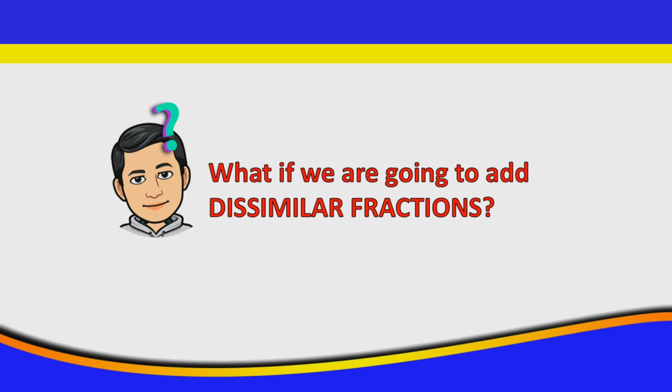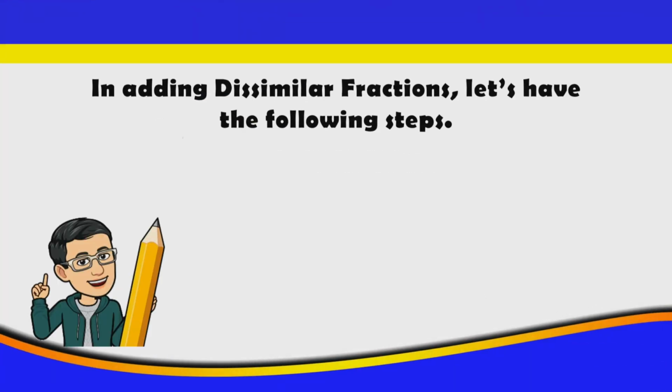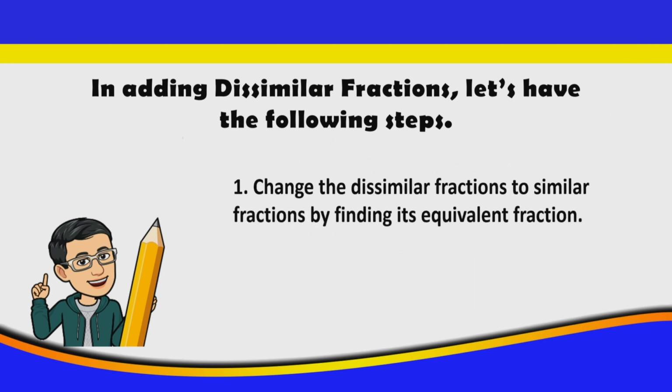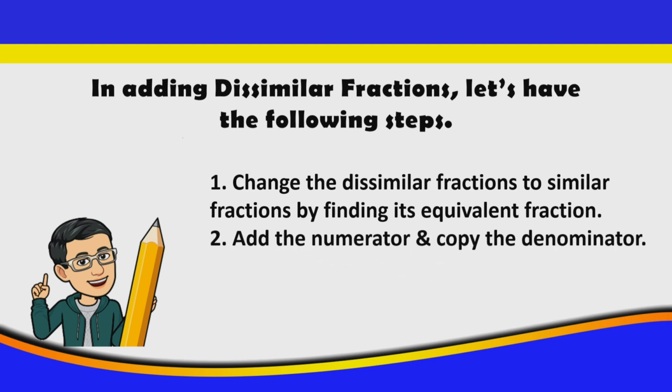But what if we are going to add dissimilar fractions? In adding dissimilar fractions, let's have the following steps. Number 1, change the dissimilar fractions to similar fractions by finding their equivalent fractions. Number 2, add the numerators and copy the denominator. Number 3, simplify the sum if possible.